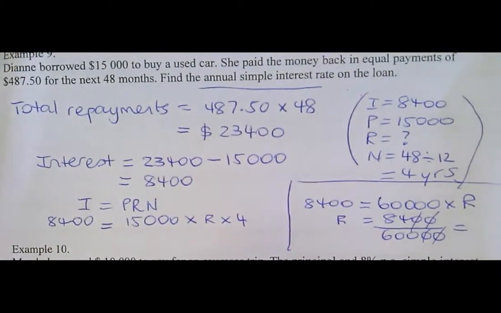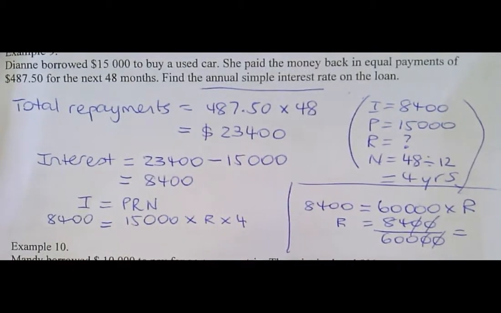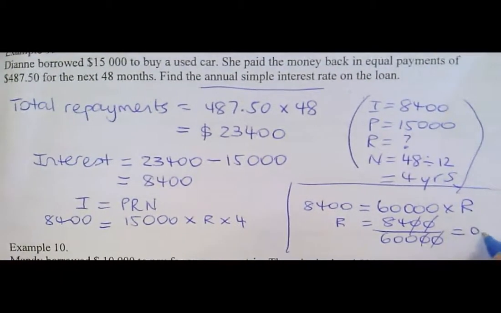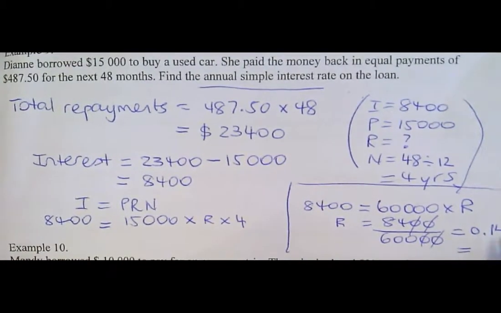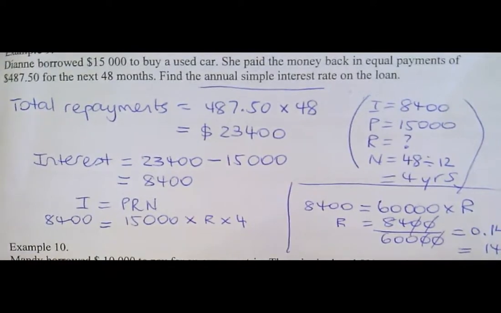All right, what do you get, girls? Decimal, please. Point. Exactly. Which is what percent? 14% per annum.